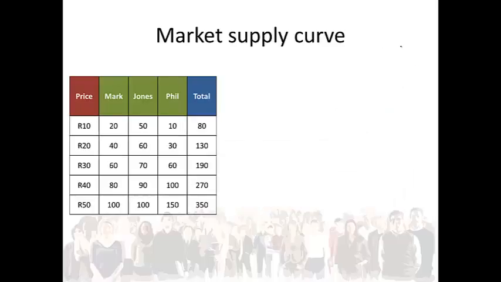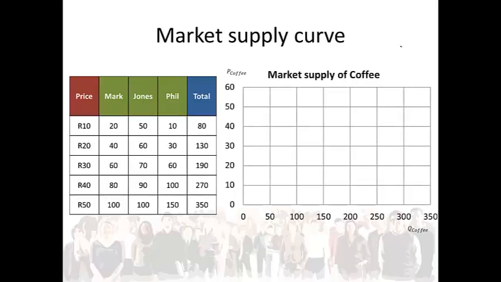Let's draw the market. On the vertical axis, I put the price of coffee, and on the horizontal axis, I put the quantity of coffee supplied, or just quantity of coffee. At a price of 10 Rand, the total market supply is 80. So there's 10 and here about is 80. At a price of 20 Rand, the total market supply is 130. So there's 20 and 130.